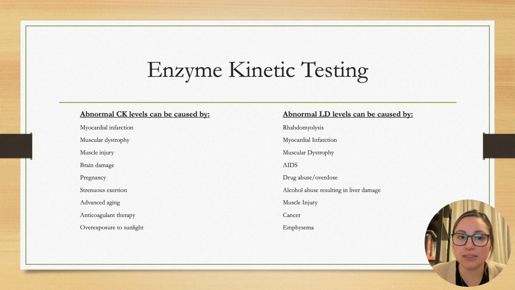Now we have lactate dehydrogenase, LD. This affects how the body uses sugar in cells, and both a deficiency or an increased amount of LD can cause muscles to break down after exercise. So abnormal LD levels can be caused by rhabdomyolysis, myocardial infarction, muscular dystrophy, AIDS, drug abuse or overdose, alcohol abuse that results in liver damage, muscle injury, cancer, and emphysema.